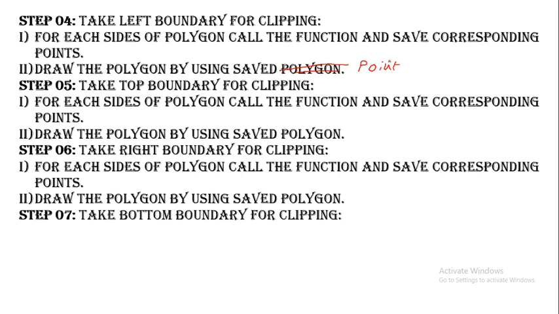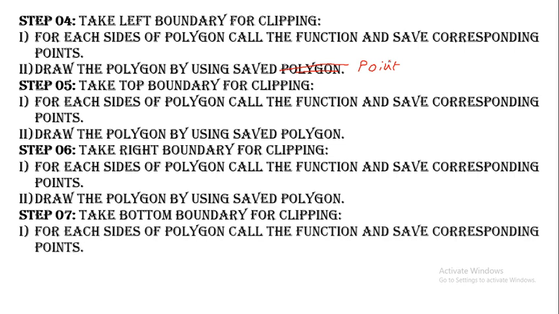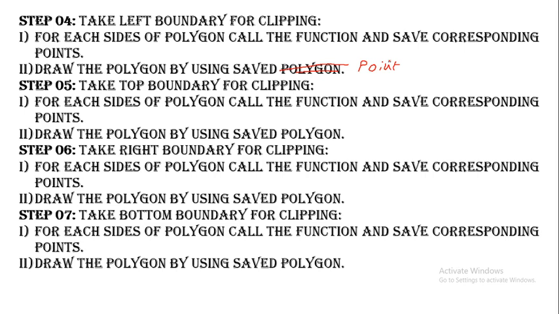Then step number seven, now you have to take the bottom boundary for clipping, and then call the function, save the corresponding points and return to step number seven, and then by using the saved points we draw the polygon. Then the last step is stop. You have to follow this algorithm. After following this algorithm, the polygon will get clipped. The portion of the polygon which is outside the window will get clipped, will get trimmed.